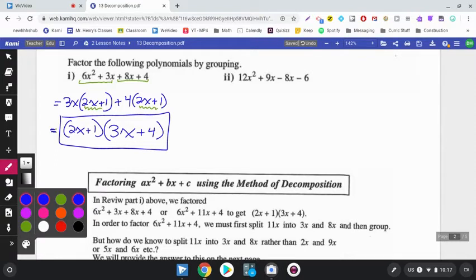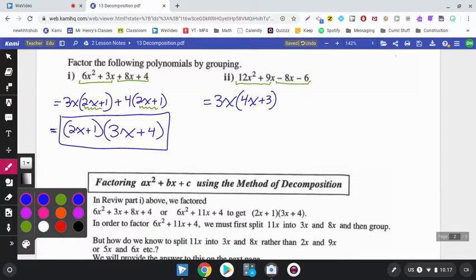Question 2, again, same thing. 12x squared plus 9x minus 8x minus 6. There's no common factor. Okay, so I'm going to factor by grouping. This one's a little bit trickier. Okay, first term, 12x squared plus 9x. They could both have a 3 and they could both have an x. So I bring out a 3x and I'd be left with 4x plus 3.